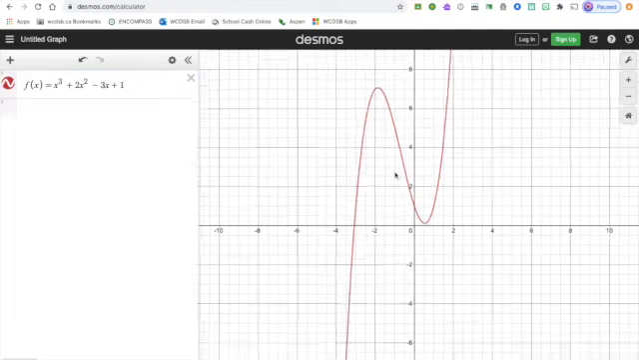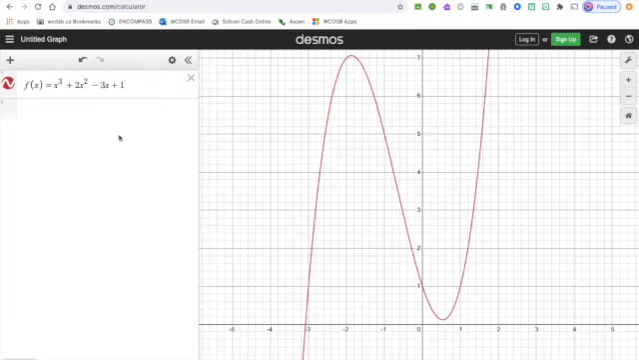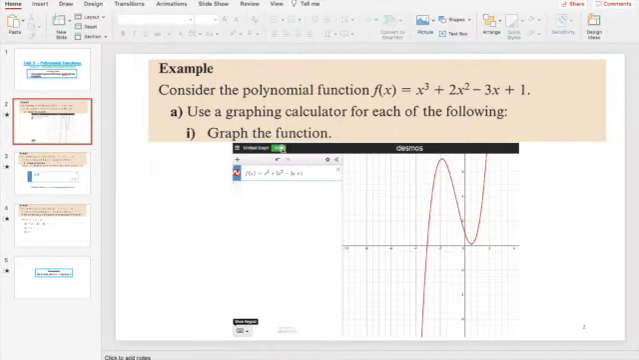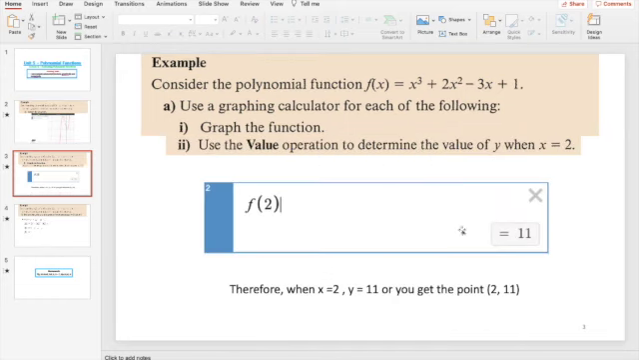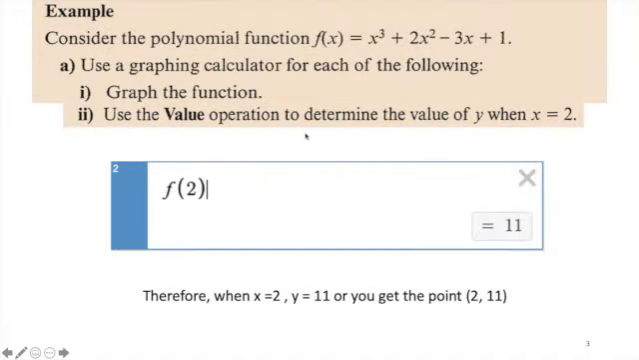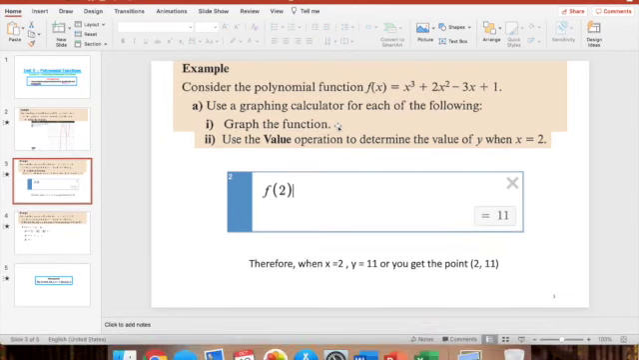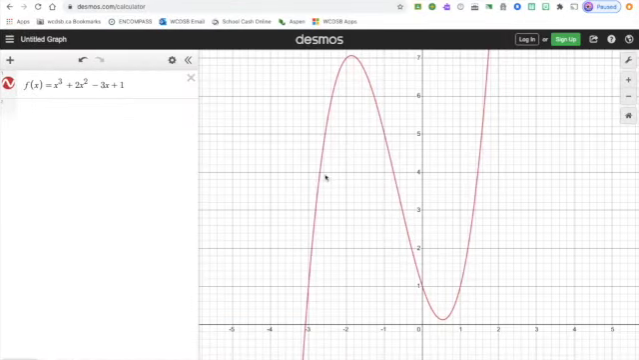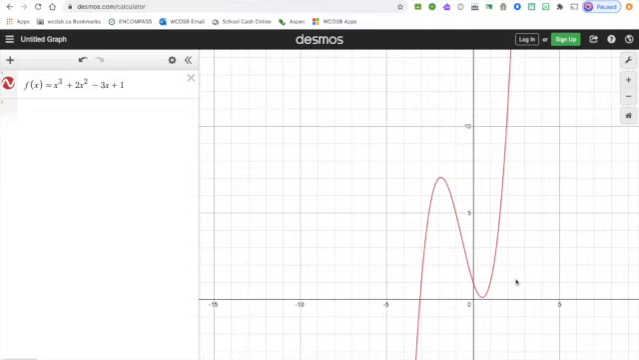You can zoom out, you can zoom in. Okay, so when you do that, you can look at that function and the graph, and then what it wants you to do is to evaluate or use the value operation to determine the value of y when x is equal to 2. So you could actually look at this graph here. Sometimes it might be a little hard and you don't know the exact value.